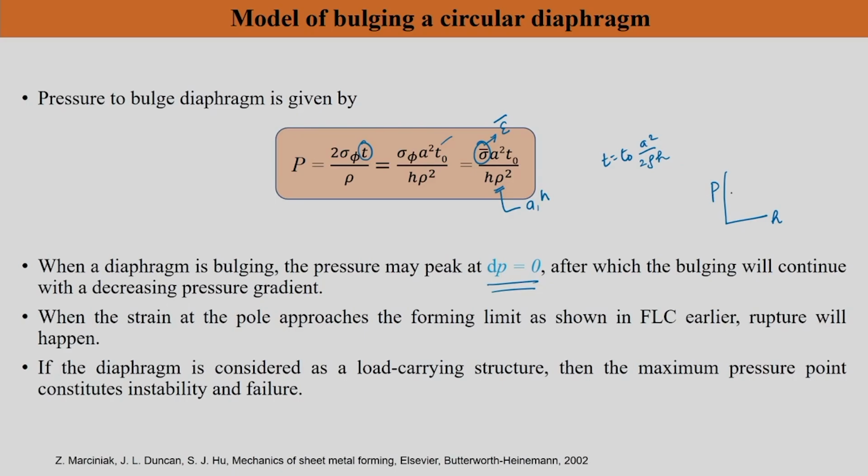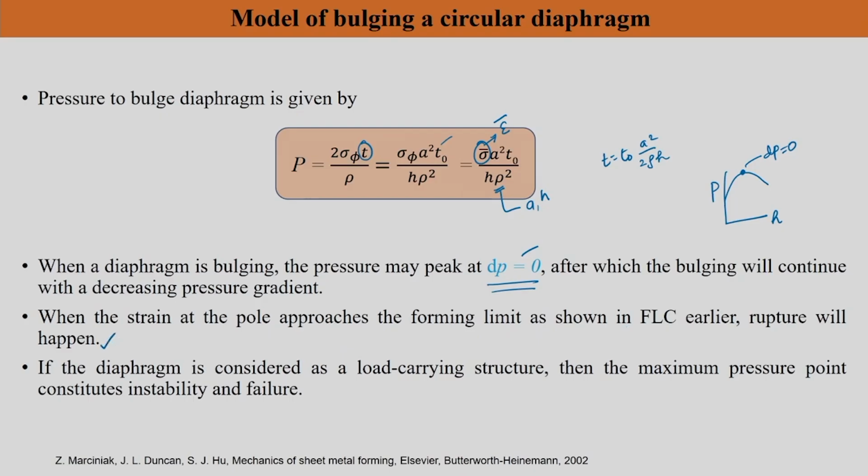If you get P versus H, there will be one peak, let us say something like this, I am just randomly drawing. At this location you will see dP equal to 0, after which bulging will continue with a decreasing pressure gradient, because it indicates something is happening in the material. It could be instability just due to pressure, without any friction. This means that when the strain at the pole approaches the forming limit as shown in the forming limit curve earlier, rupture will happen.